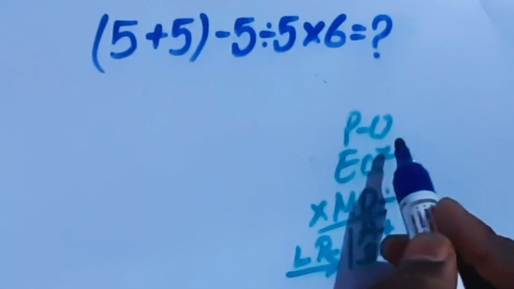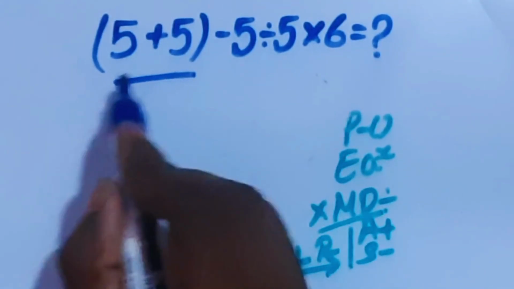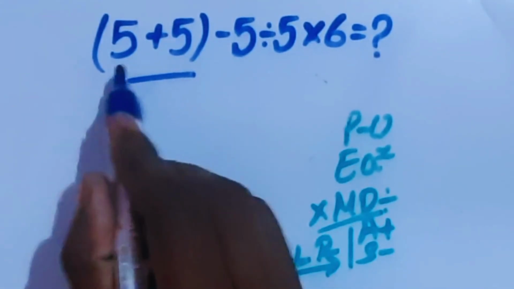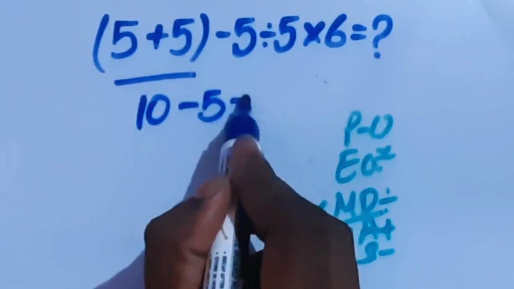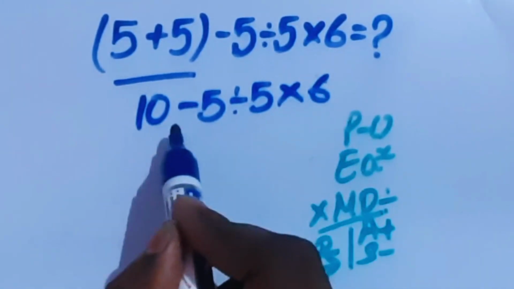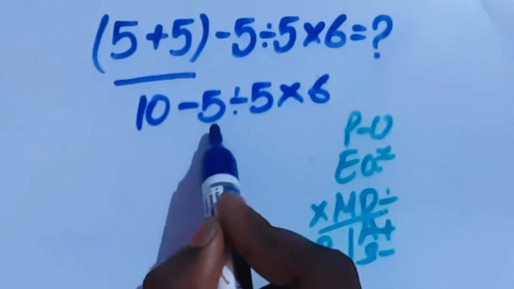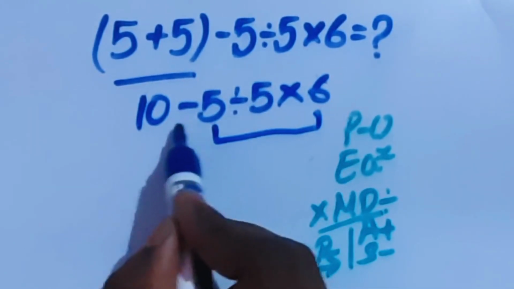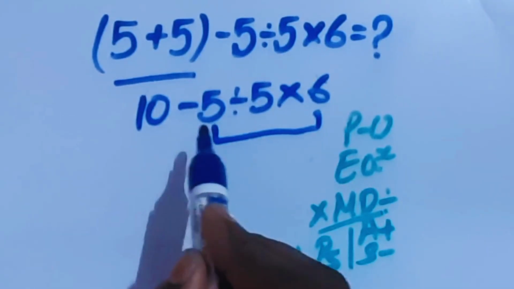As per this PEMDAS rule, this bracket is higher priority than other operations. So we have to do this first. So 5 plus 5 is 10, minus 5 divided by 5 times 6. Here we have subtraction, division and multiplication. Here division and multiplication are higher priority than this subtraction. So we have to do this operation before this subtraction.